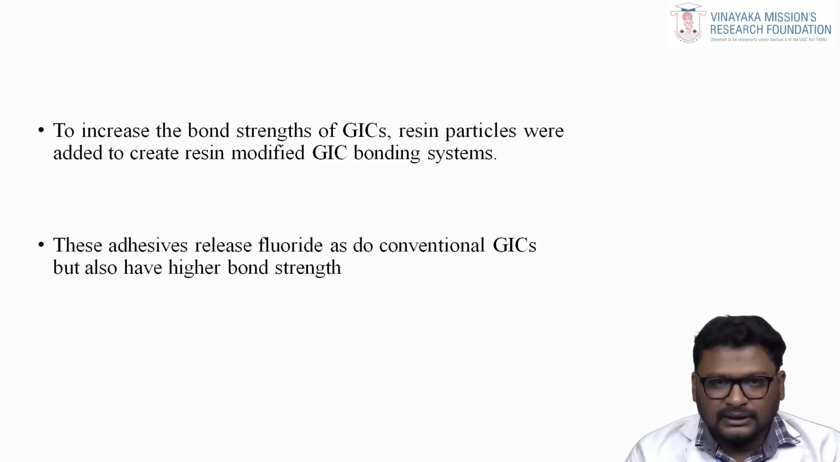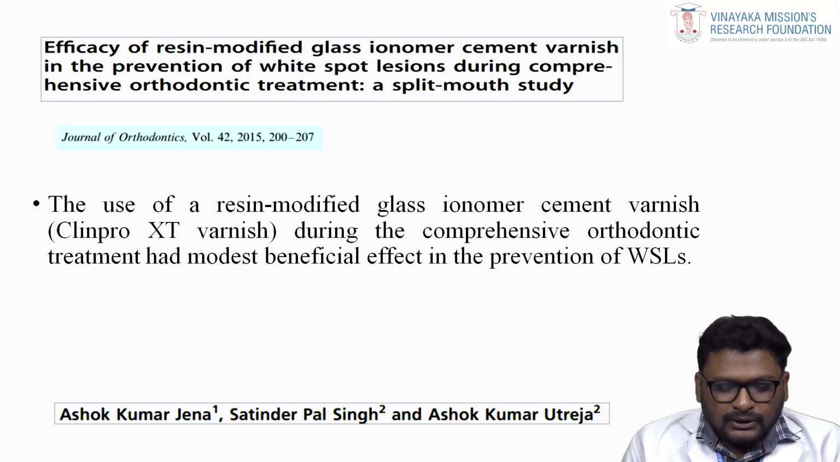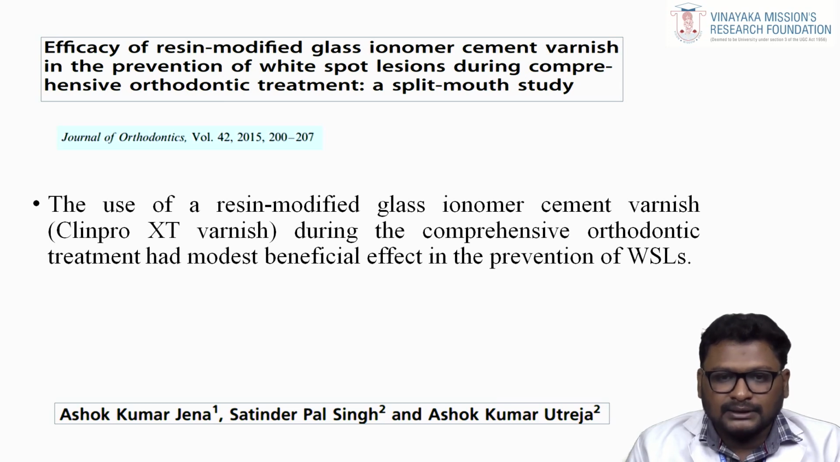To increase the strength, resin particles have been introduced. There's one study published in the Journal of Orthodontics in 2015, done by Dr. Ashok Kumar Jana. He studied the efficacy of resin modified GIC varnish in the prevention of white spot enamel lesions during comprehensive orthodontic treatment. It's a split mouth study. He concluded that use of resin modified glass ionomer cement varnish during comprehensive orthodontic treatment is modestly beneficial in the prevention of white spot enamel lesions, so he advised its application during orthodontic treatment.